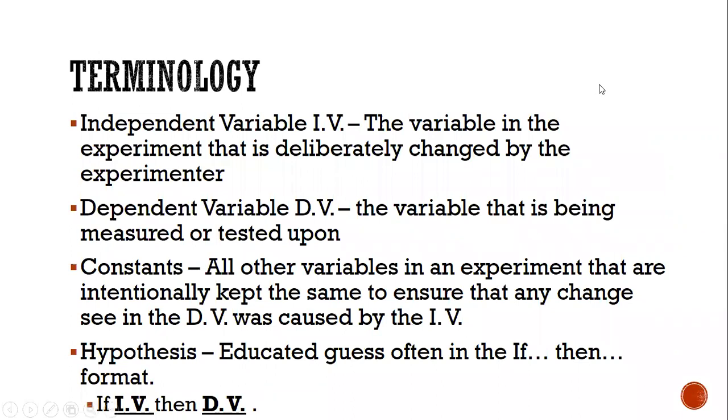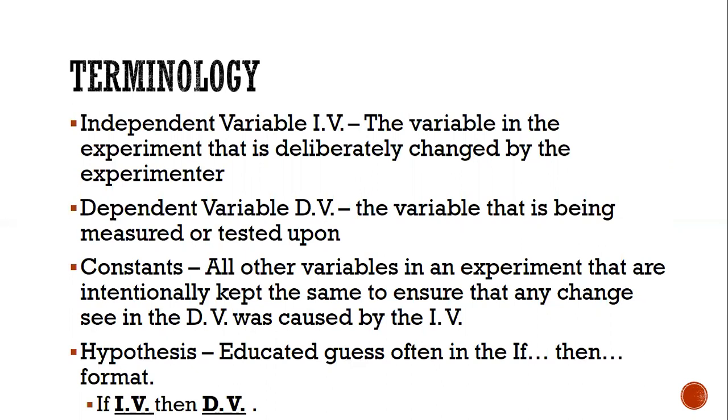Terminology continued. Independent variable. The independent variable is the one that the experimenter decides to change. The dependent variable is not changed by the experimenter. It depends on what the experimenter chose in the independent variable. In other words, it depends on changes in the independent.